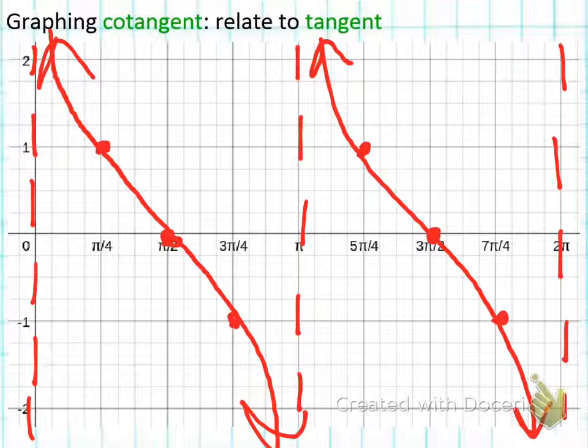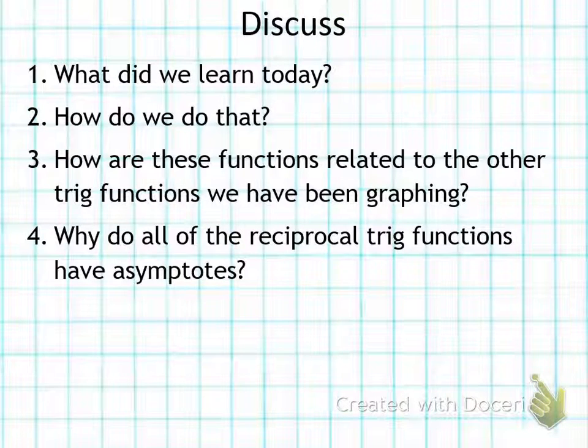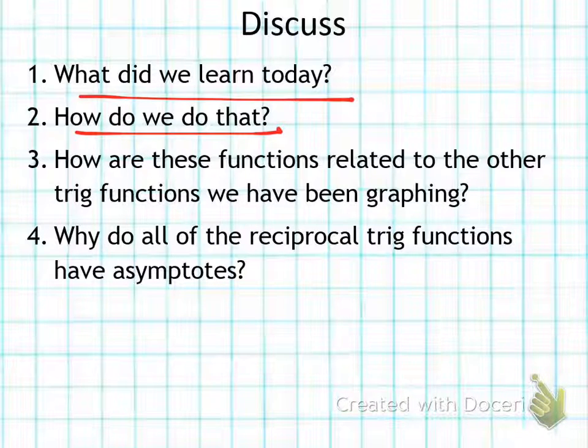Once you have this written down, just think about some of these questions. This is what we discussed in class. We talked about what we learned today, which would be graphing reciprocal trig functions. How do we do that? The main thing to remember is that we base these off of the original 3 trig functions. Anywhere that the original is 0, we know that the reciprocal will be undefined, and it goes in the opposite direction. So we use the asymptotes and the direction to allow us to sketch the graphs.